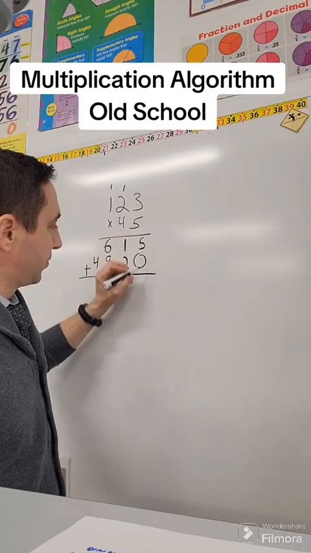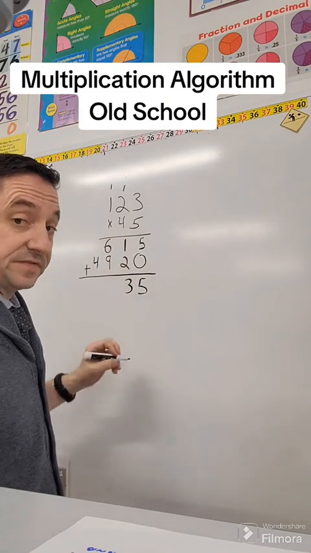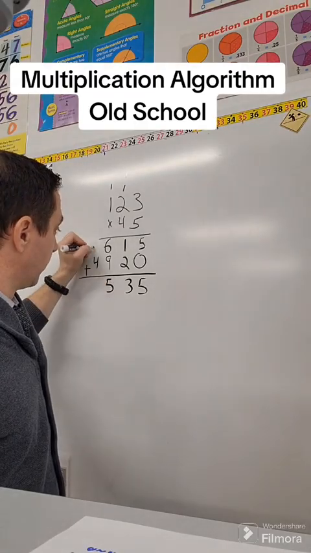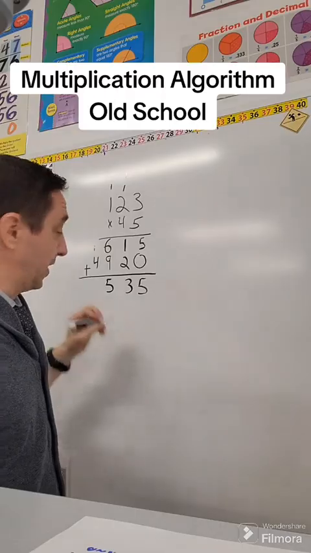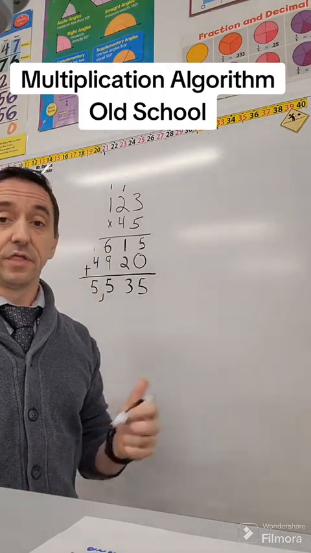I'm just going to add them up. 5 plus 0 is 5. 1 plus 2 is 3. 6 plus 9 is 15. I regroup my 1. 1 plus 4 is 5. And my answer is 5,535.